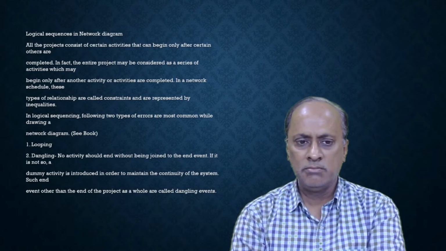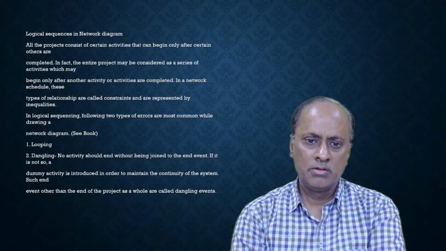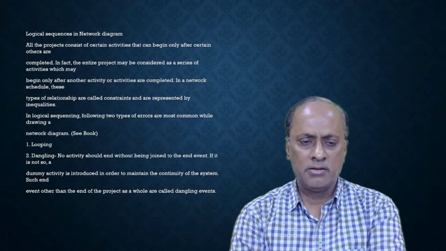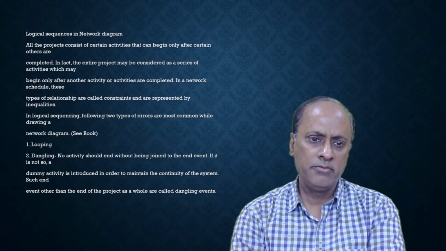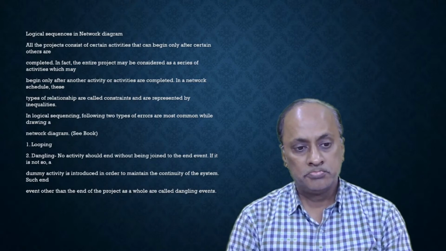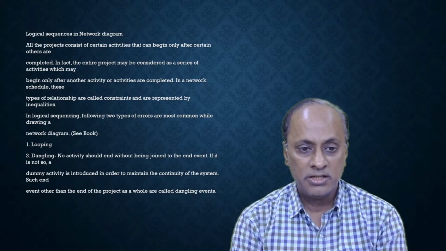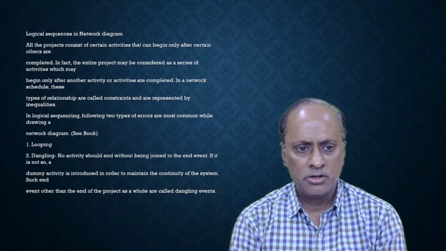Why is it called a constraint? Because B cannot start unless A is completed. So in mathematics, in a network diagram, some activities may also be called concurrent activities. That means they can be carried out simultaneously, at the same time. So in a network diagram, the following two types of errors are most common while drawing it.